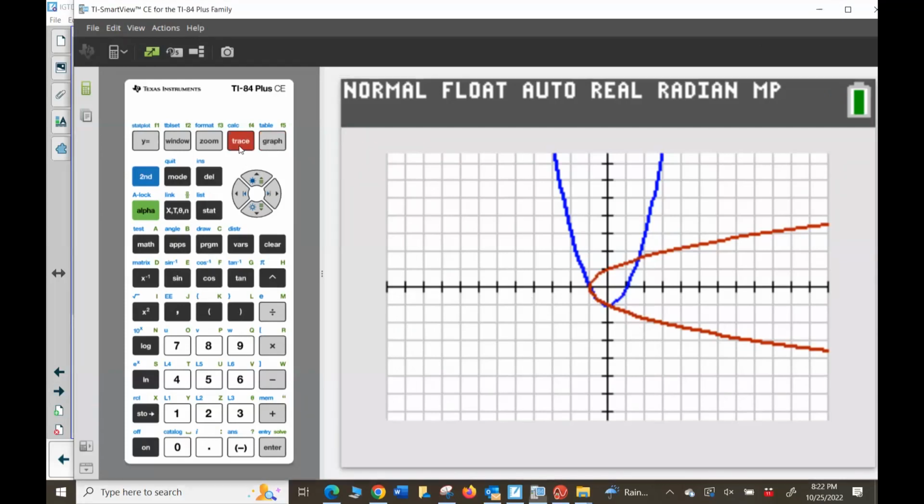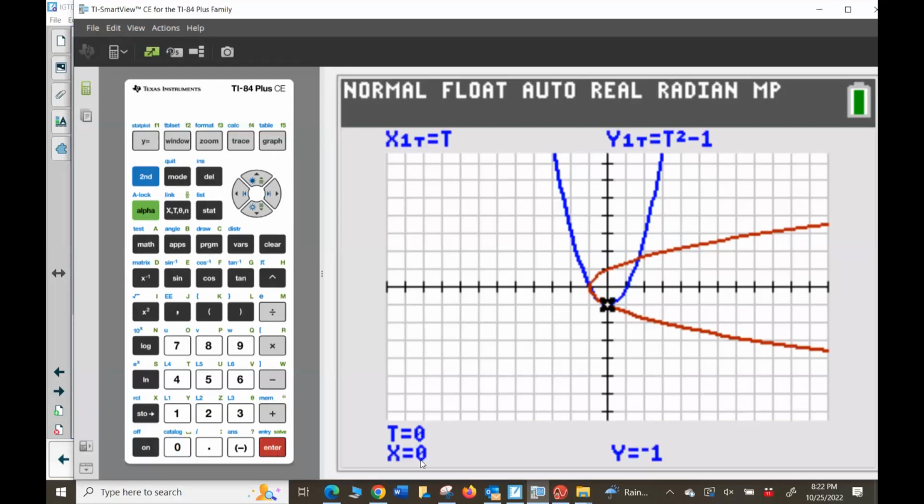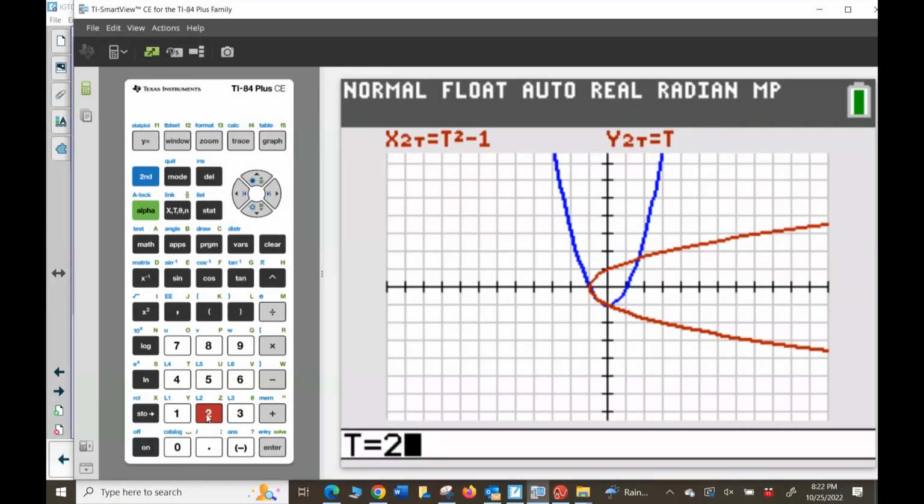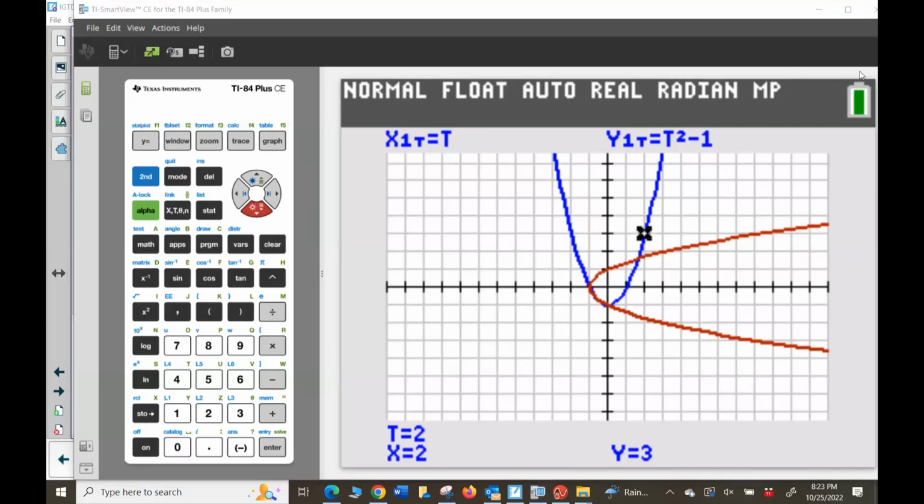Now I can go ahead and press trace, and let's go to 0, let's say on the blue one. When I'm on the blue one, it's 0, -1. And if I jump to the red one, it's -1, 0. If I go to t equals 2 on the red, it's 3, 2. If I jump to the blue one, it's 2, 3. I mean, this is beautiful. I don't have to do a whole lot of work to do that. So I really like this idea of using the parametrics to see that we just interchanged ordered pairs.